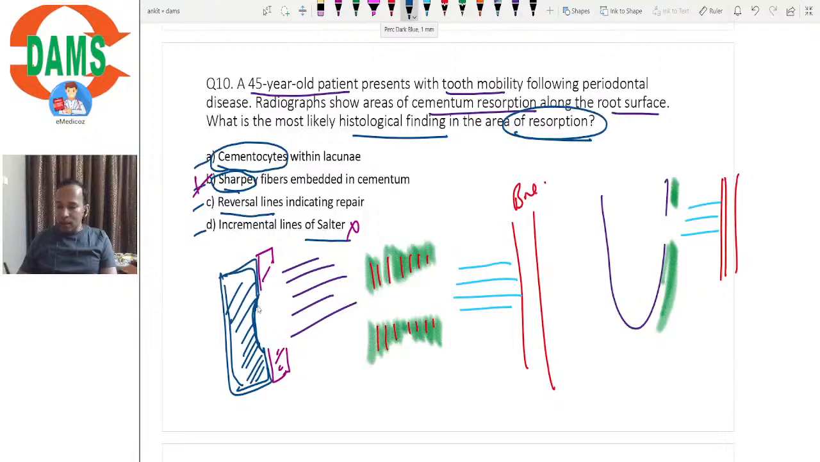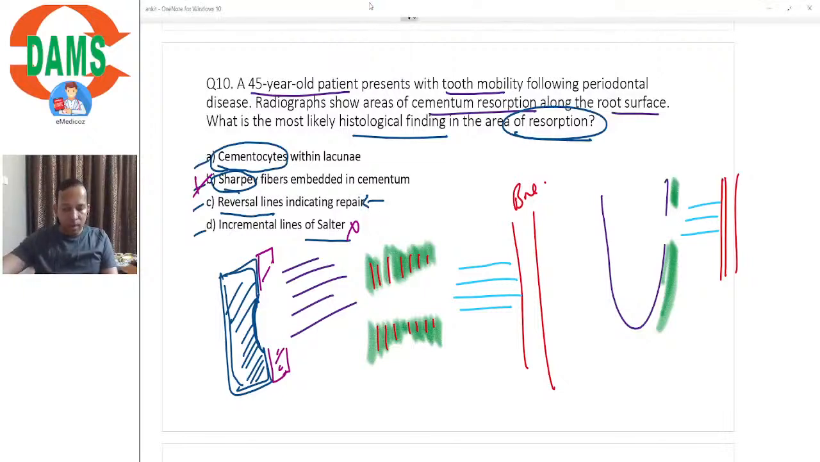The reversal lines, these would be the junction where the resorption has ended and redeposition or deposition of or the repair of the tissue has restarted, right? So reversal line हमें देखने को मिली, just like the bone. Is it clear?